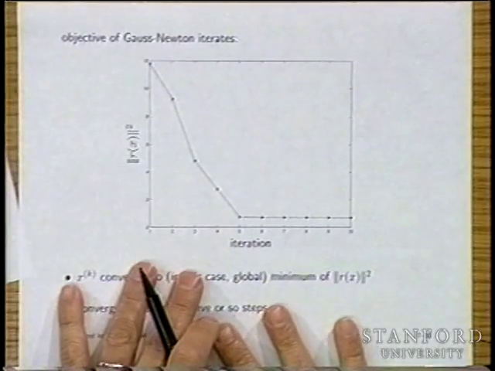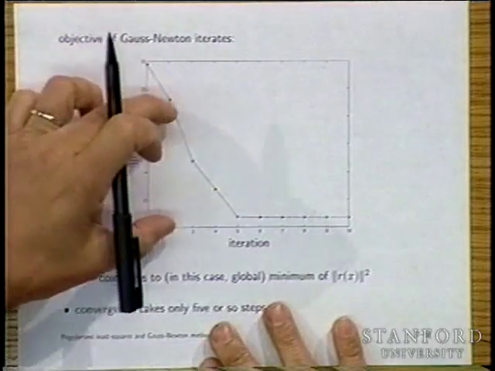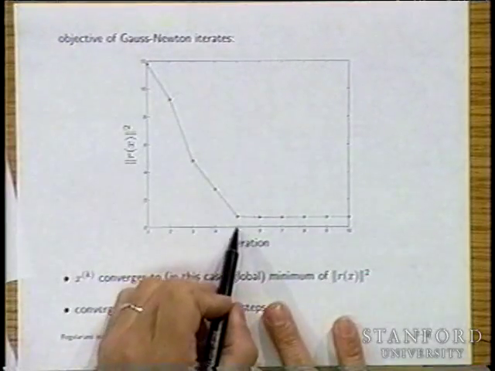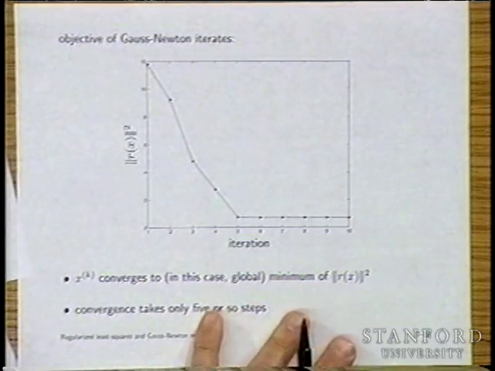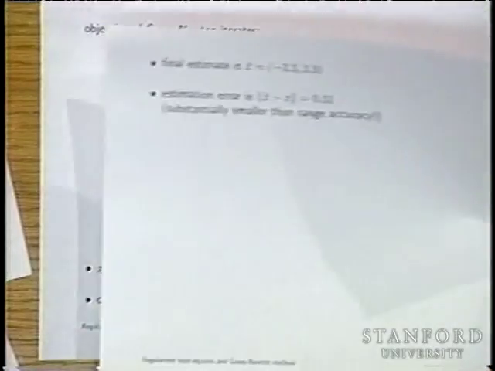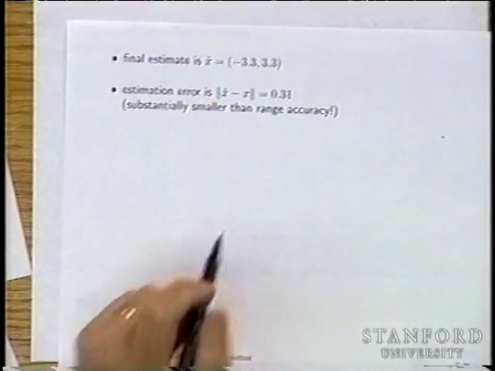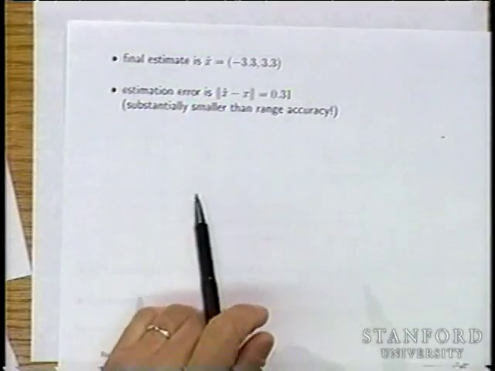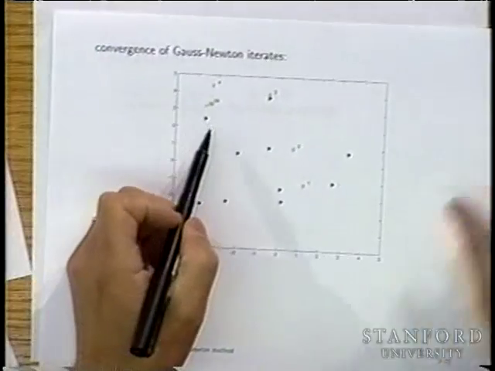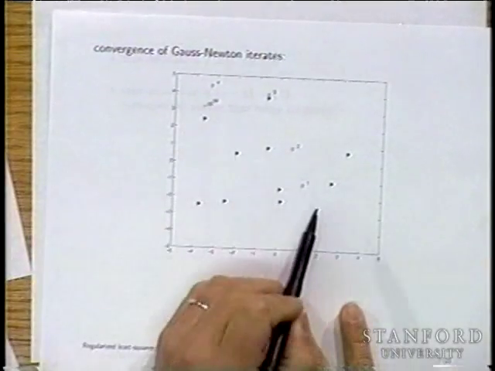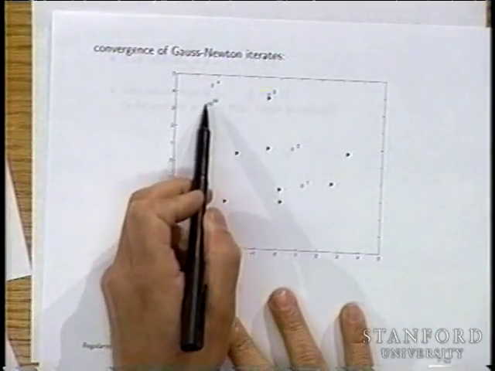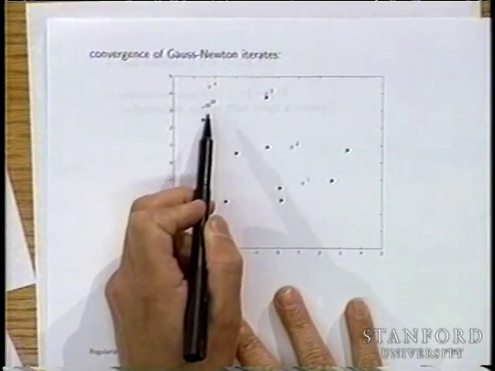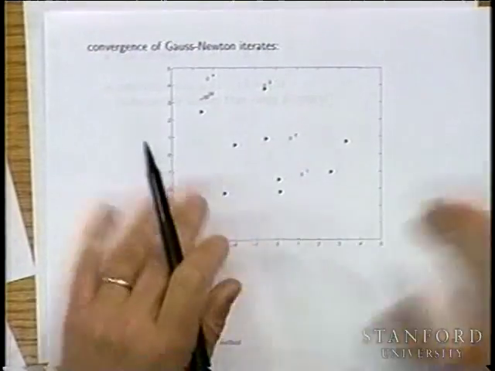So what happens now is the objective in the Gauss-Newton iterates just keeps going down. You can see that in about 5 or 6 steps, it hits what appears to be a minimum. Now, you don't really know. The final estimate was quite good: minus 3.3, plus 3.3. So that's the actual true position. That's where you started. After 1 step, you were here, and after 2, you were here. Then there, then there. And now you're in the region where you're going to get the answer.